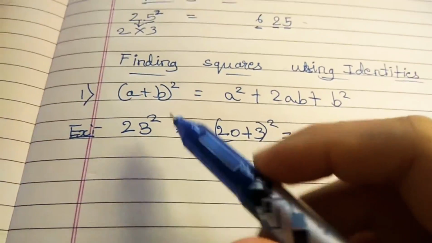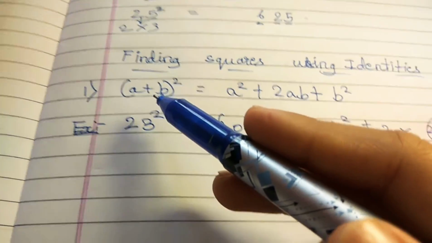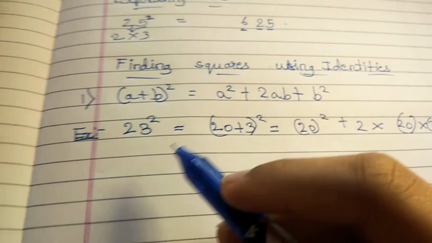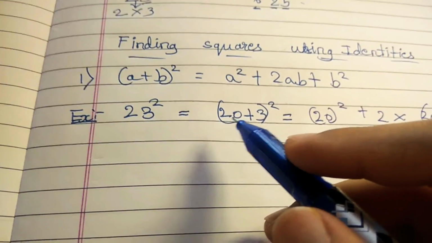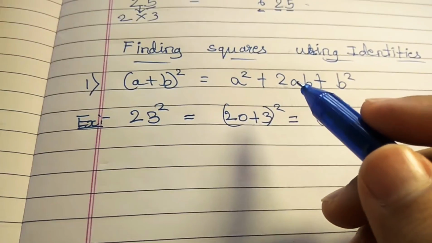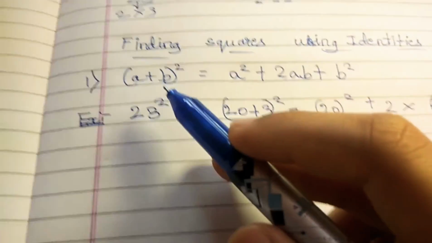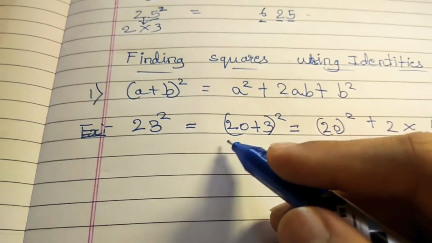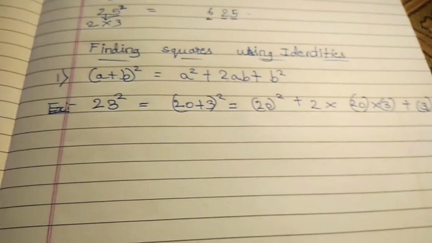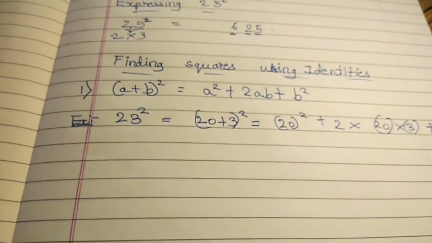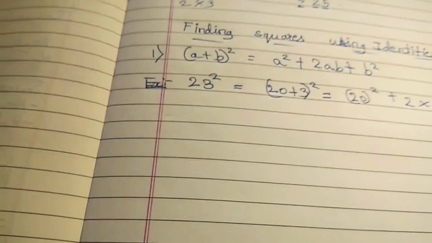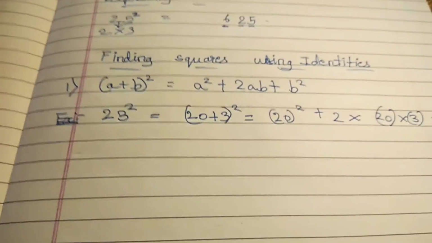So how, you ask me. Here, 23 square, you should make it a plus b whole square. So 23 square can be written as 20 plus 3 whole square. In every sum you should do like this. If I give you 39 square, you should make it 30 plus 9 whole square. If I give you 42 square, make it 40 plus 2 whole square. If I give you 55 square, make it 50 plus 5 whole square.